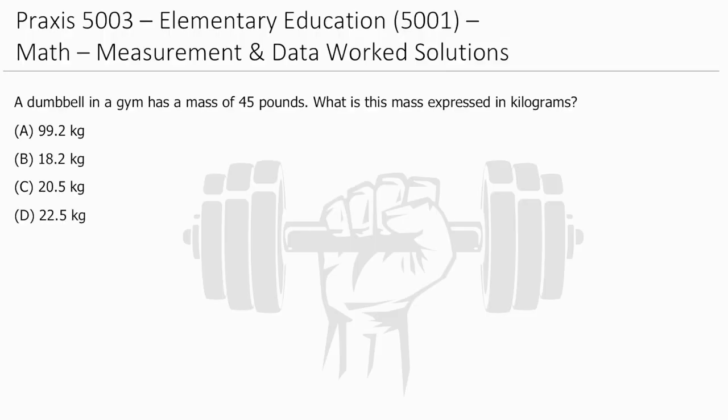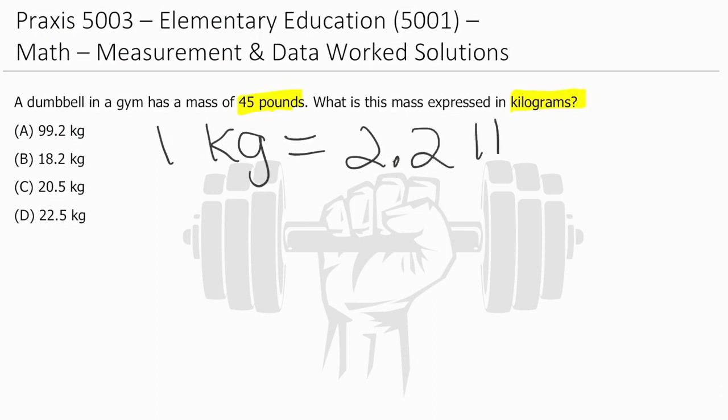All right, our first question reads, a dumbbell in a gym has a mass of 45 pounds. What is this mass expressed in kilograms? So we know we're going from pounds to kilograms. And in order to do that, we need to know what our conversion factor is. So we should know that 1 kilogram is equal to 2.2 pounds. And in order to solve this problem, we can just set up our two proportions and cross multiply.